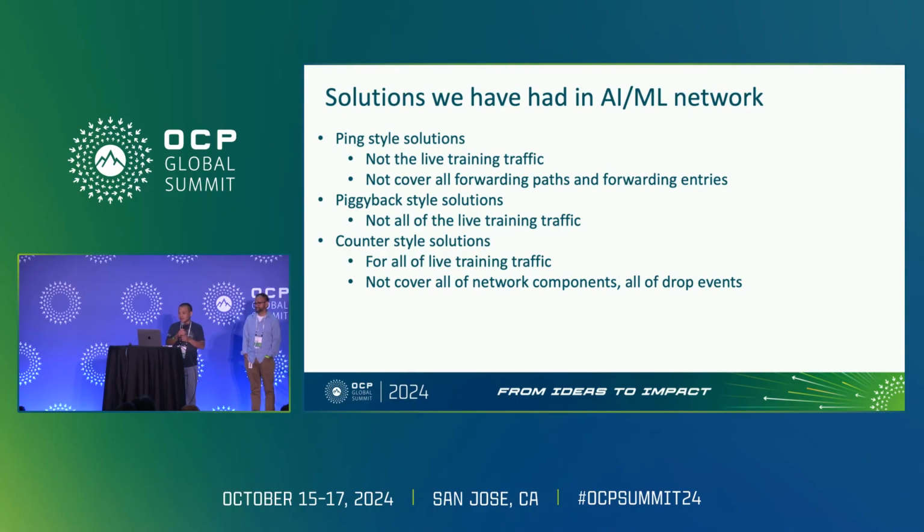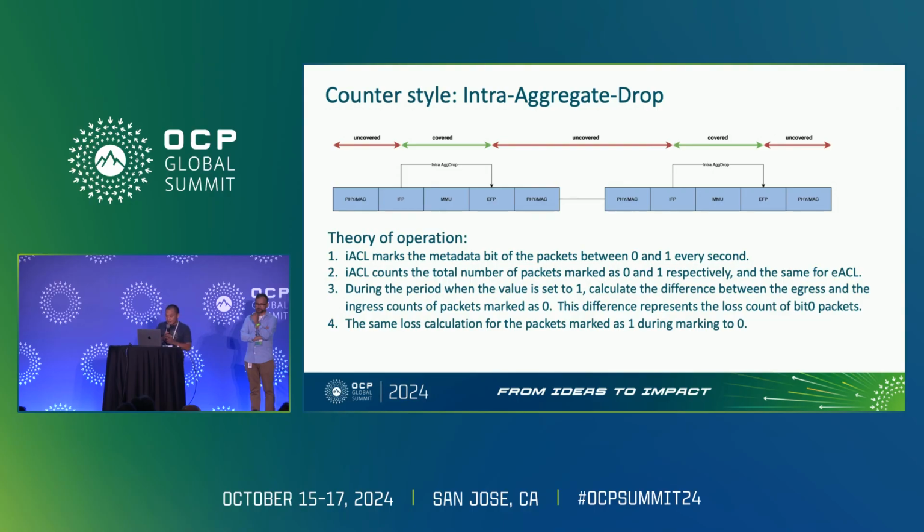We have piggyback-style tools like in-band network telemetry, but they do not apply to all training traffic because they increase the packet length and consume bandwidth. We have counter-style tools that can cover all training traffic, but cannot cover all network components and not all failure reasons, thus failing to detect failures like the faulty component I mentioned earlier. But we do see the benefit from the counter-style tools. For example, the intra-array job we have can effectively detect packet loss for any reason within a switch, and has been deployed for 3 years in our production.